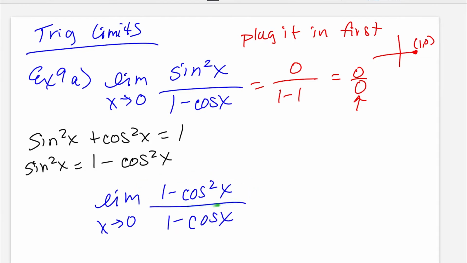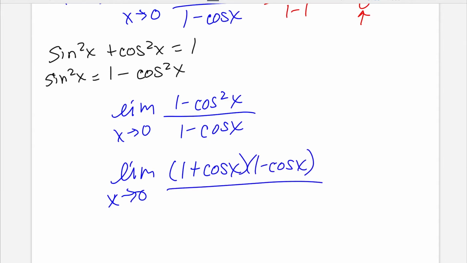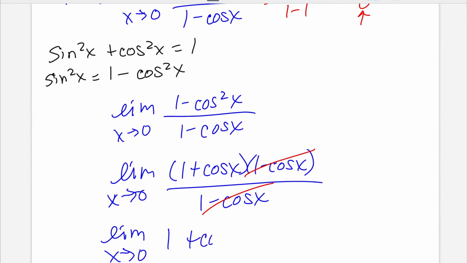Check that out. You can factor that numerator. That's just the difference of squares. So I can take my limit as x approaches 0 of 1 plus cosine and 1 minus cosine. And there it is. A little bit of trig identities, a little bit of algebra, and then we work this out. Now, we are taking the limit as x approaches 0 of 1 plus cosine x. 1 plus 1 is 2.